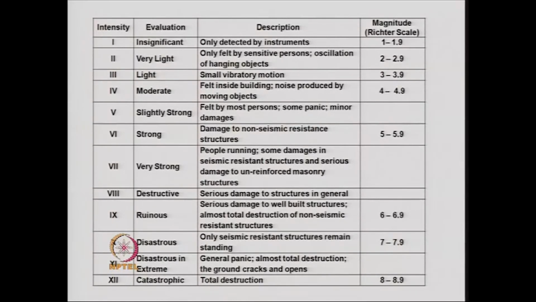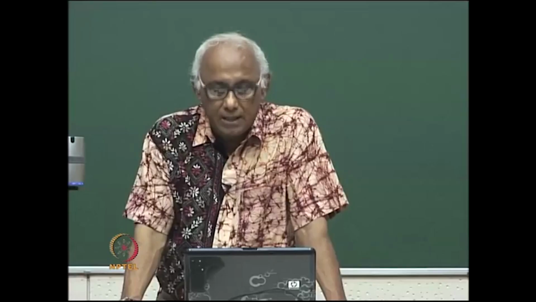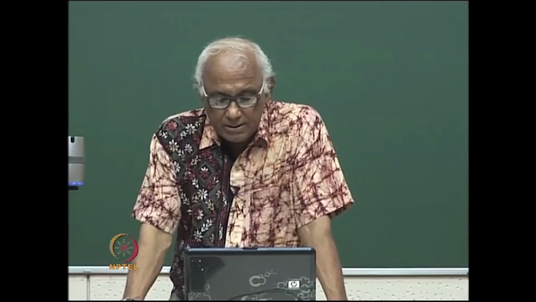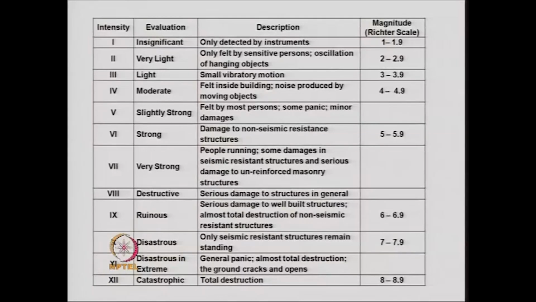The intensity 11 and 12 are categorized under disastrous or catastrophic events. There is a general panic, almost total destruction of the structures, ground cracks are observed, and many other kinds of phenomena are observed near the epicenter, like hot water springs coming out, and a large scale rupture of the ground, etc. So, this is related to a magnitude between 8 to 9.